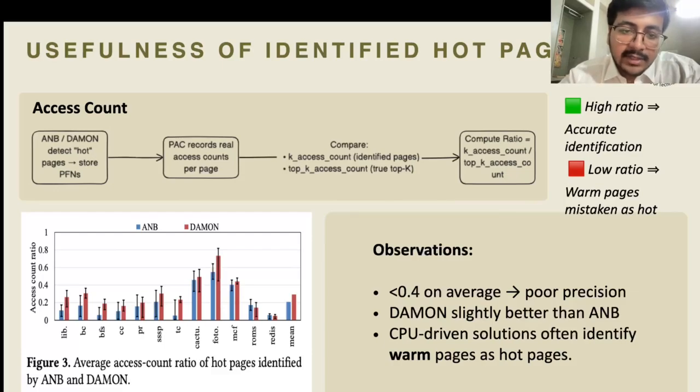Using PAC, we compare the access counts of pages that ANB or Daemon marked as hot with the access counts of the actual top K hottest pages. The ratio of these two tells how accurate the detection is. A higher ratio means better identification, while a lower ratio means warm pages are being mistaken as hot. As shown in the graph, most benchmarks have ratios below 0.4, indicating poor precision. Daemon performs slightly better than ANB, but both still misidentify many warm pages. So our first observation is that CPU-driven solutions often identify warm pages as hot pages.